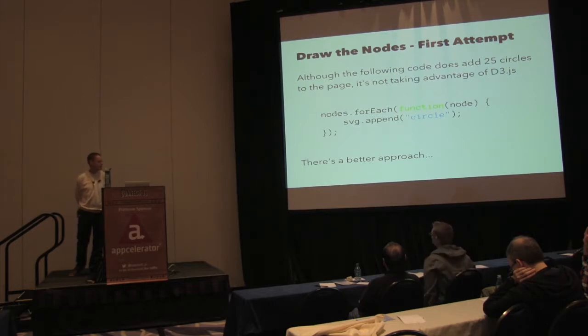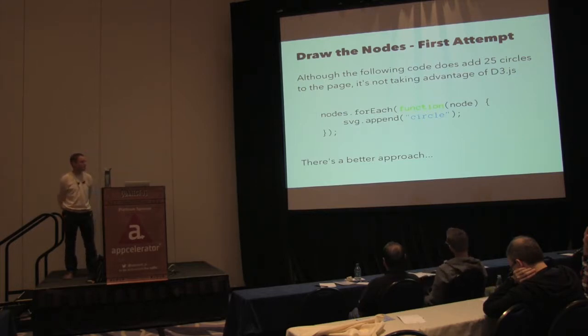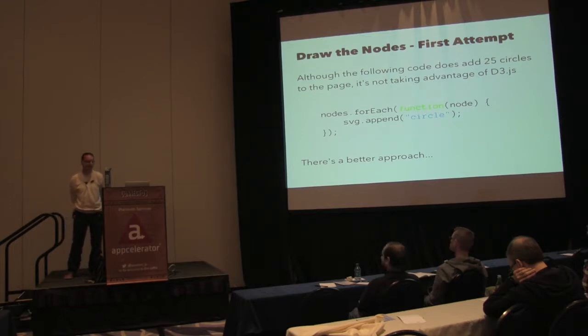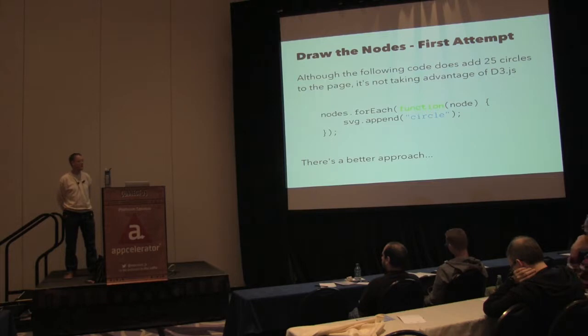And that statement in the center there does exactly that. It iterates through our nodes array, and for every node, it just appends a circle. That will do what you think it does. It creates 25 circles and puts them in our DOM. Now, we haven't positioned them yet, but we'll do that shortly. So that does, in fact, draw 25 circles on your web page. And it would work, but it's not really using D3 as D3 is intended to be used.